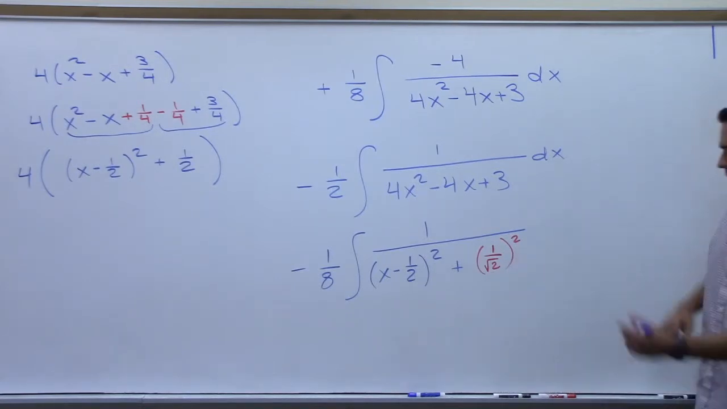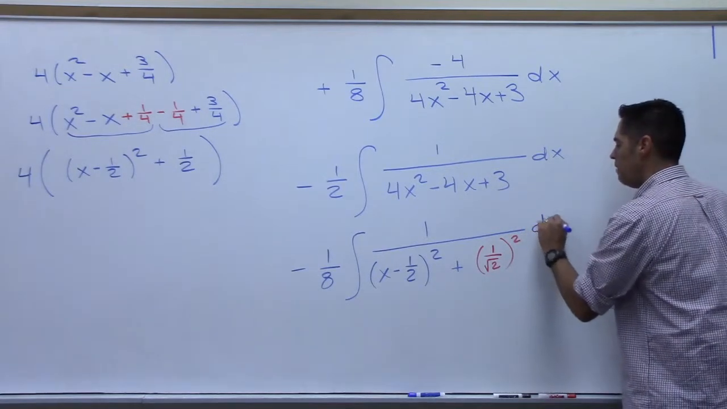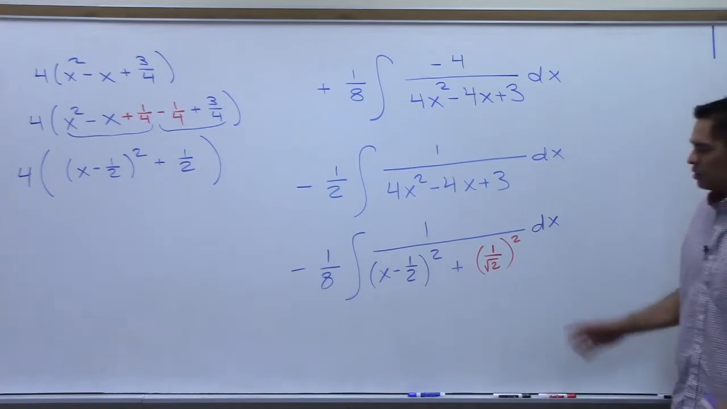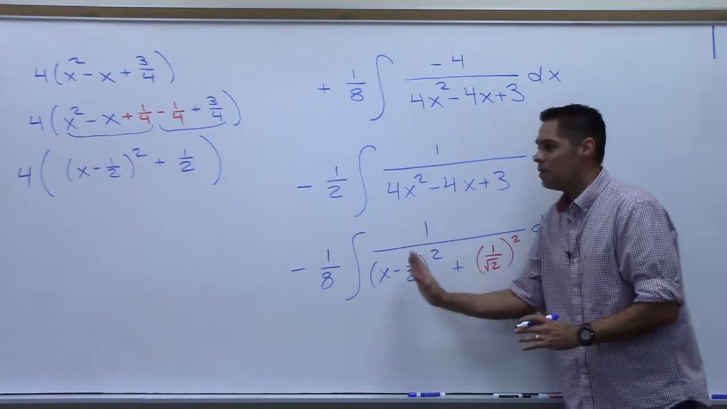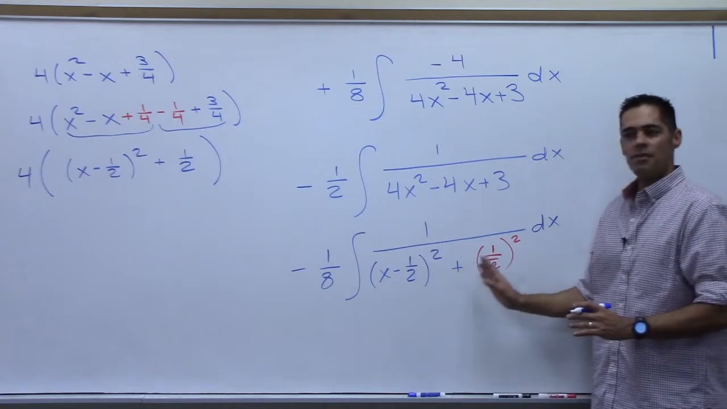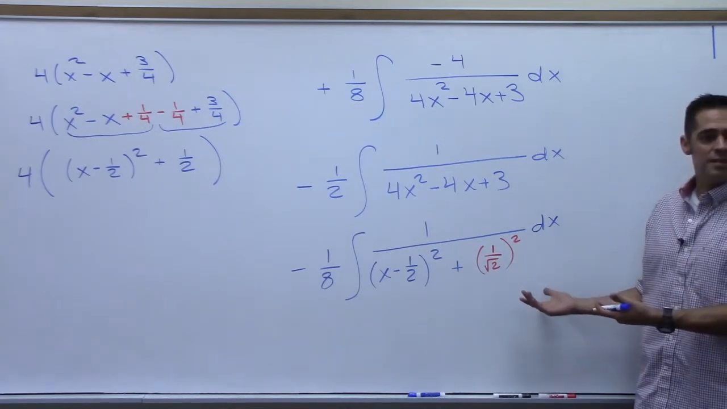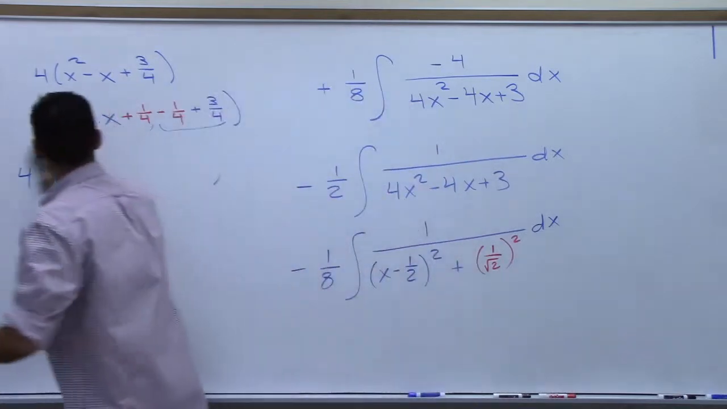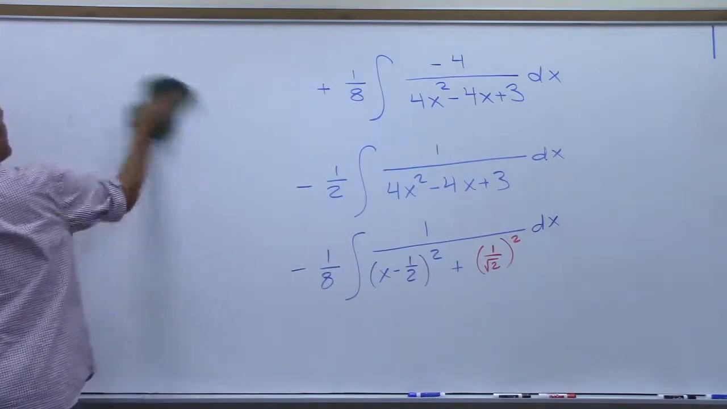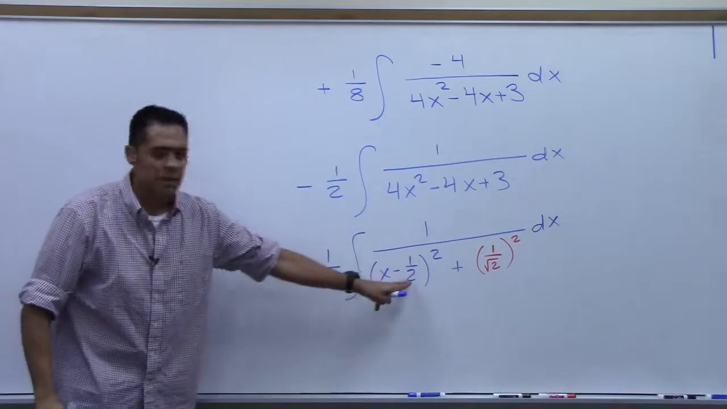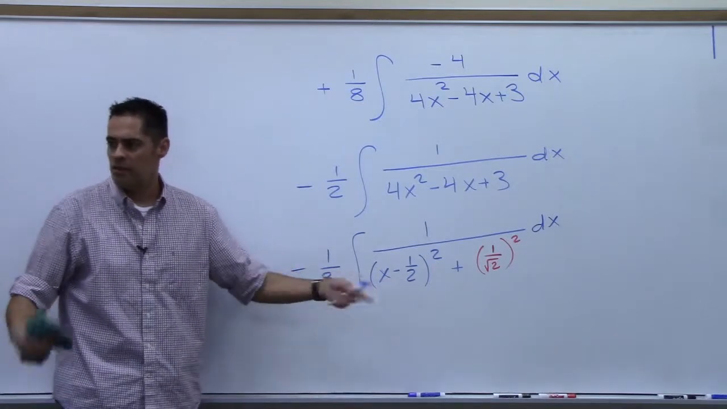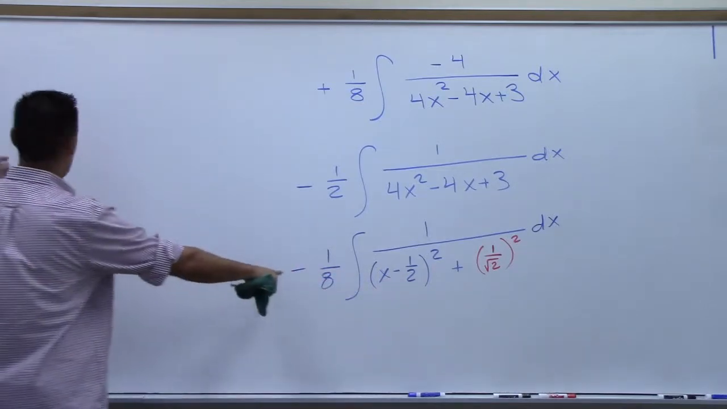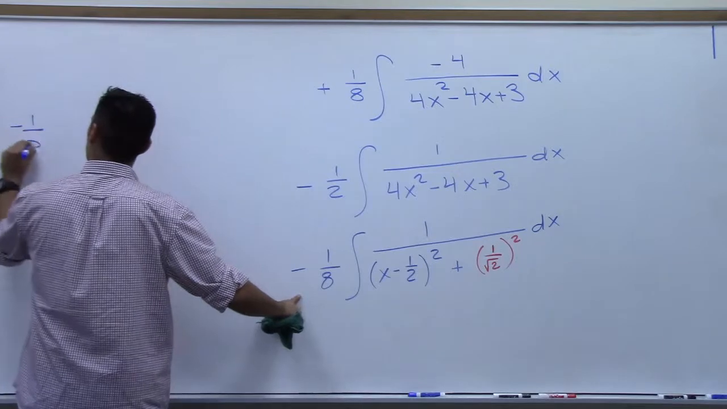Does that look like something you can handle now? Yes. This looks a lot like 1 over u squared plus a squared. This is arctan, isn't it? All right, we're there. Do I have to worry about scaling anything? No, because this right here, that's my u. The derivative is just 1. So, okay, I've got -1/8. That's coming from this part right here.